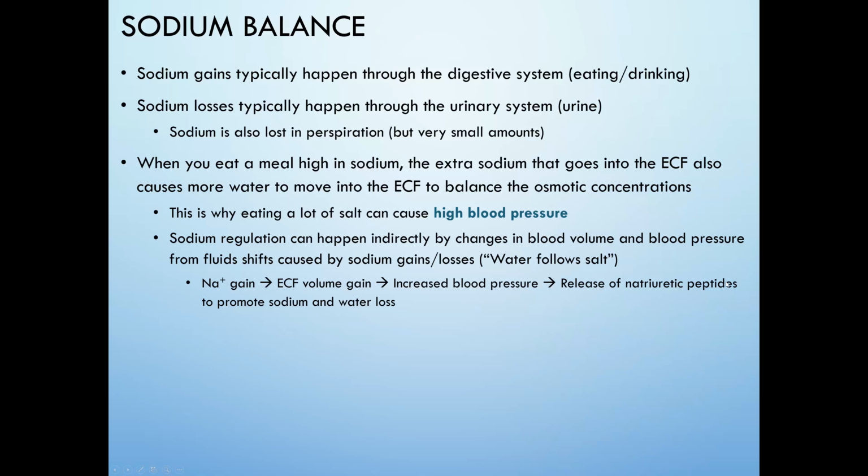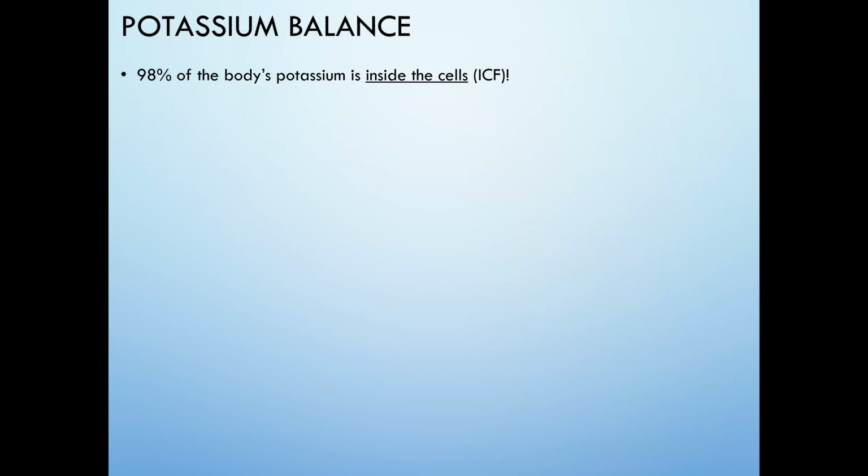98% of all of the body's potassium is inside of our cells. So again, potassium is mainly in the ICF. We typically gain potassium through the digestive system, and we lose potassium through the urine. Remember, though, that electrolyte balance is based on concentrations in the ECF because that's where the receptors are.